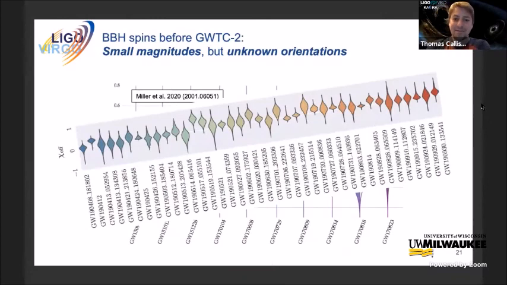Now, however, by virtue of O3, we have a vastly increased sample set. So these are the chi effectives of all of our new binary black holes. And with a much larger sample set, we can make much more sensitive statistical statements about the nature of black hole spins. And so that's exactly what we're going to do next.